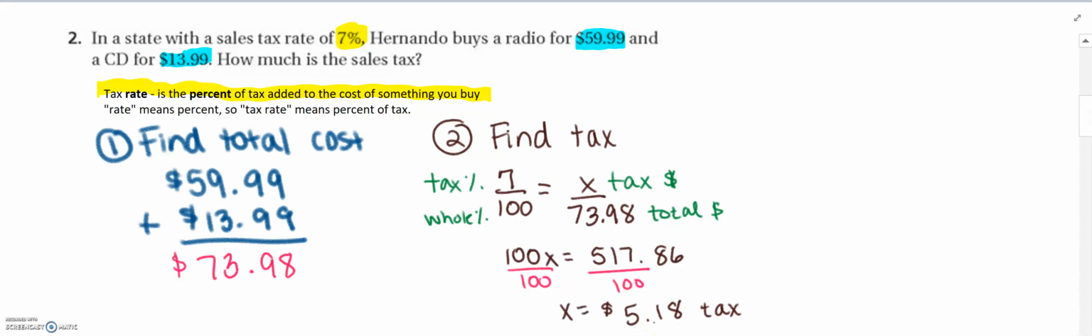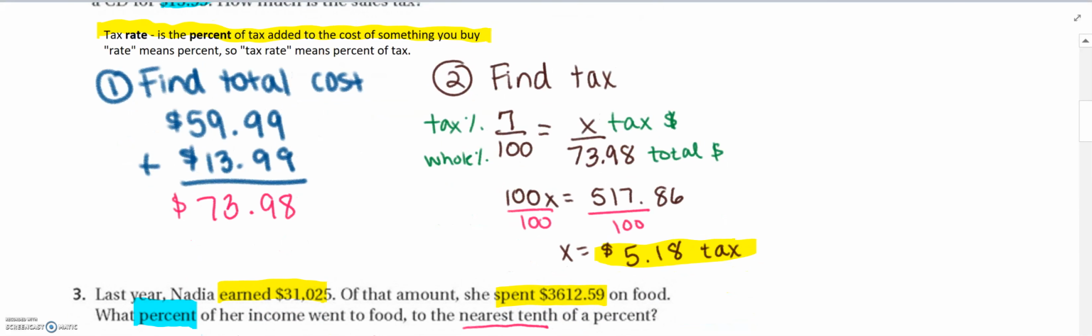So what does that tell us? That tells us that Hernando spent $5.18 in tax. So he was charged $5.18 in tax when he spent $73.98. And the tax rate was 7%. Let's look at the next problem.